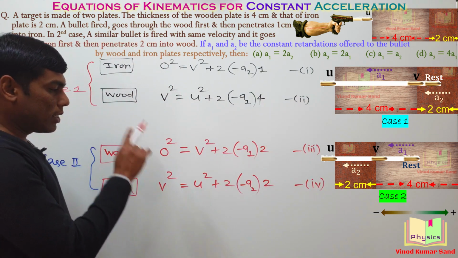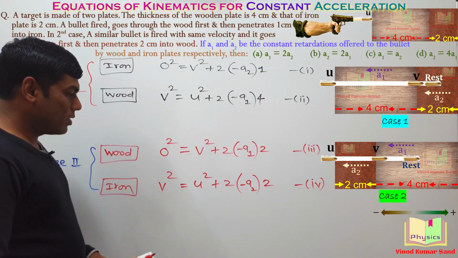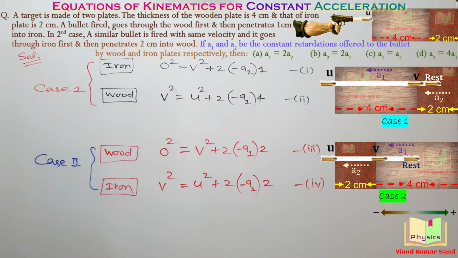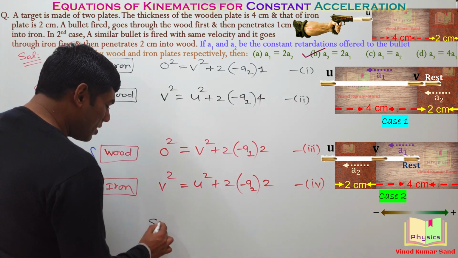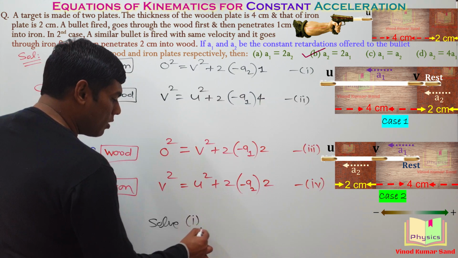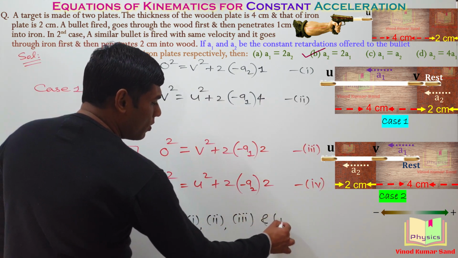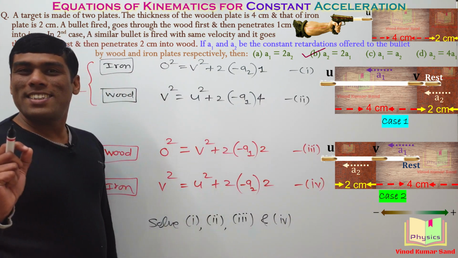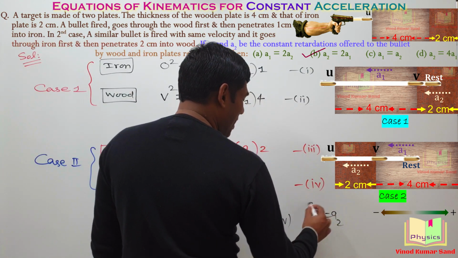Now you can simplify all these equations and can post your answer in the comment box. Do it quick. I hope you have solved all the equations. When we solve the equations 1, 2, 3 and 4, what will you get? You will get 2a1 is equal to a2.